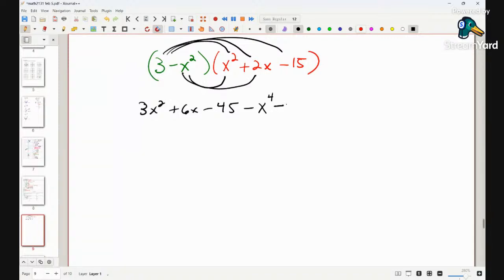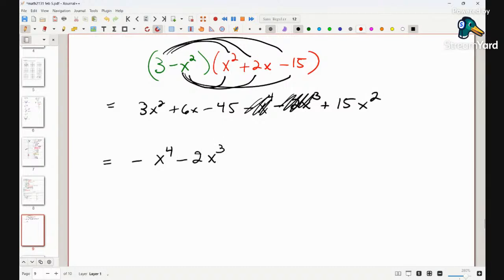This is negative 2x cubed, and this is positive 15x squared. And obviously, we typically write stuff in highest degree, which is a fancy word for power, called standard form. So minus x to the fourth. I like to cross stuff out just because it's already a mess. Then I'm looking for exponents of 3. There's only one term that has that. See you later, buddy. Definitely have 2 terms with x squared, so 3 of them and 15 of them make 18 of them.